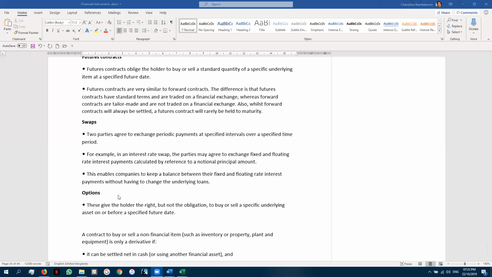This enables companies to keep a balance between their fixed and floating rate payments without having to change the underlying loans. Now again, the actual detailed operation of a swap is outside the scope of your syllabus. Whatever you need to know on it is what we will discuss.